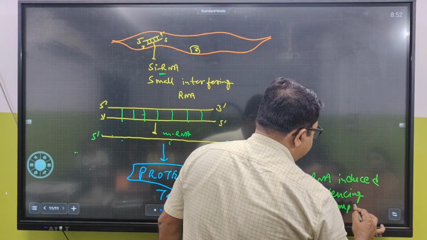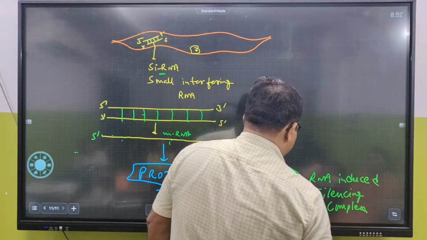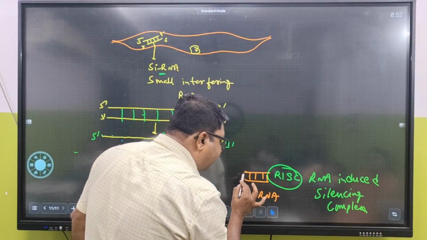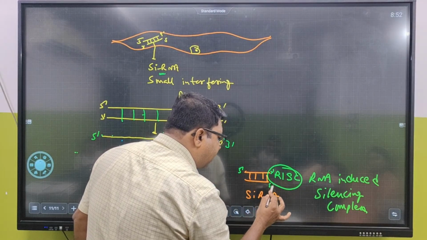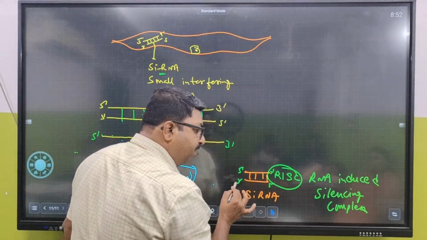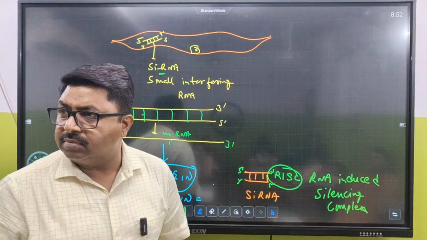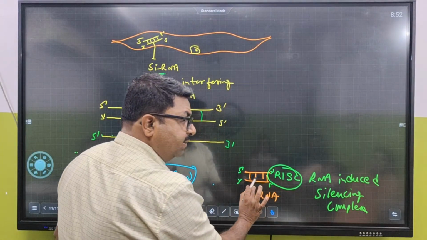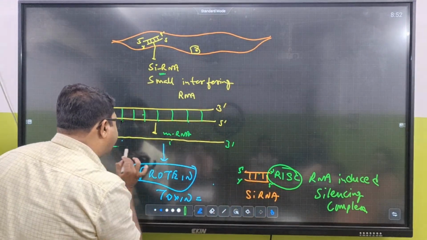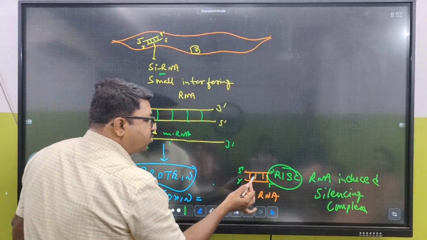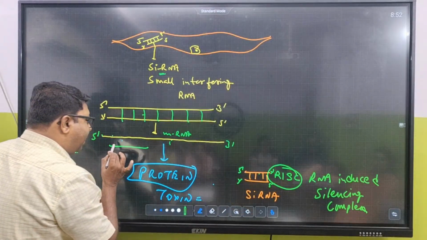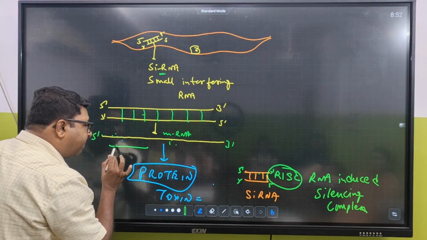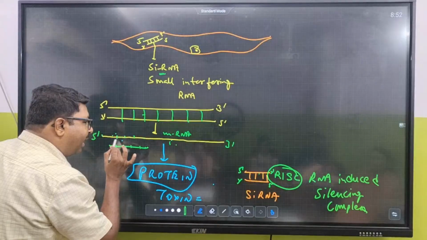RNA induced silencing complex. The moment it binds with this, RISC is going to cleave one of the strands. इसका एक strand को cleave कर देगा। कौन सा strand को? Anti-sense strand को वो काट देगा, and sense strand को वो रख देगा। This sense strand is going to come and bind with the mRNA.